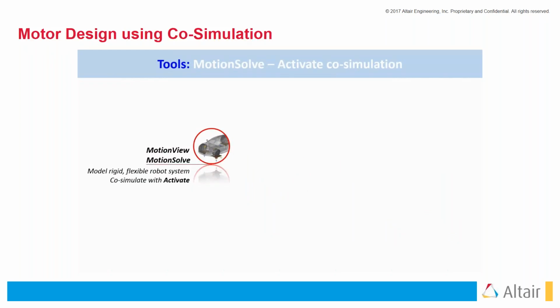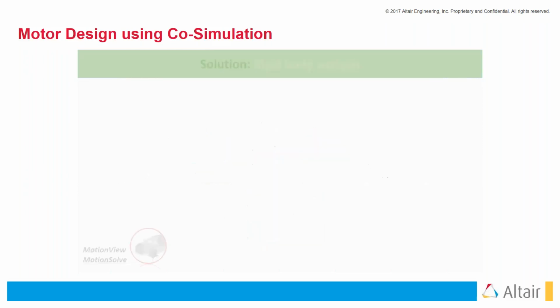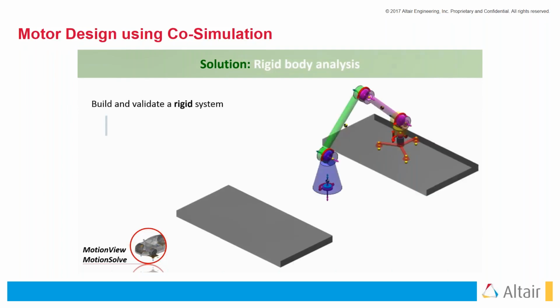With MotionSolve and MotionView, we basically model the rigid and flexible robot system. We couple this and do co-simulation with Activate. OptiStruct is used to find the CMS flexible body of the metal sheet. Here we do a rigid body analysis solution. Build and validate a rigid system with a simple motor representation and a metal plate model as a rigid body.